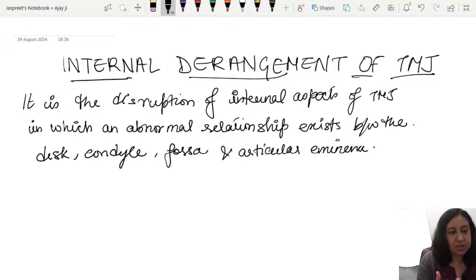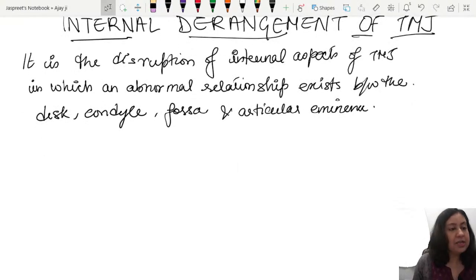All the structures that are associated with the joint, be it the disc, the condyle, the fossa or the articular eminence, all of them are in an abnormal relationship. They are not in the normal relationship. So that is the basic definition of internal derangement of TMJ.